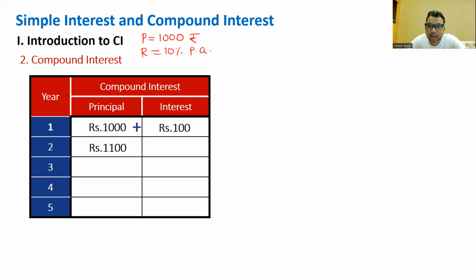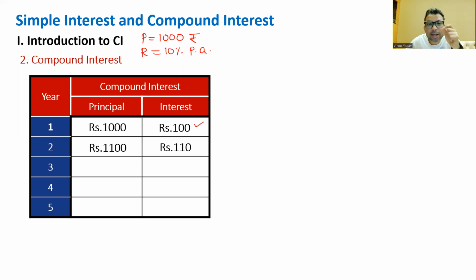So on 1,100, if I calculate 10%, of course, it will be 110. In simple interest, second year's interest was 100 rupees. But in compound interest, it is 110. Did you see? You're getting 10 rupees extra. Logically, what is that 10 rupees?